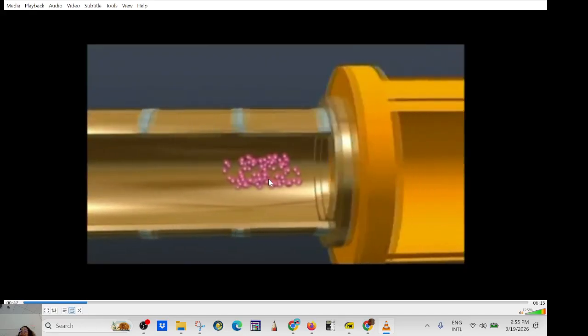So this is a linear accelerator. You are using an electric field. Only the electric field can accelerate a charge. A magnetic field only deflects.